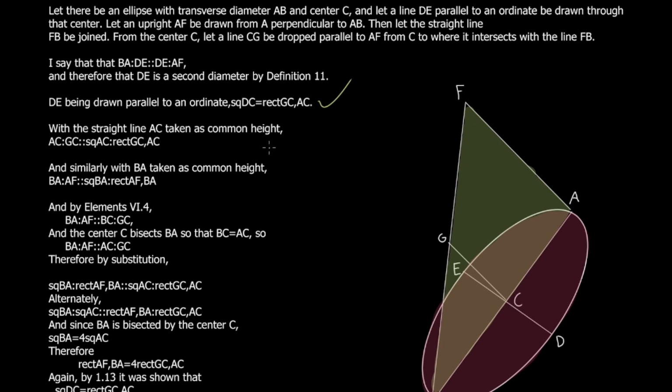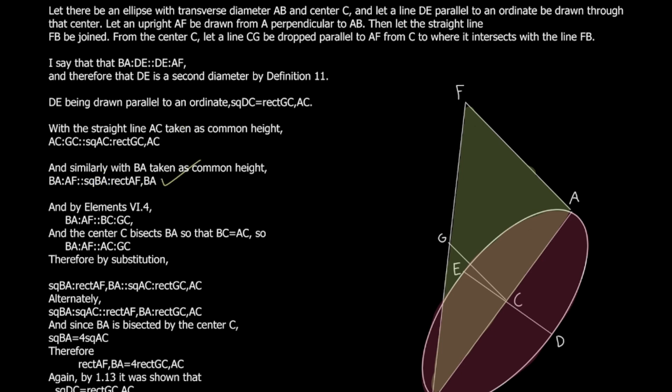And then with the straight line AC taken as common height, as AC is to GC, common height is the step where you always multiply the same thing on both sides. So I think I'm multiplying by AC on both sides. Okay, so I guess that checks out. And then similarly with BA taken as common height, as BA is to AF, square BA is equal to the rectangle AFBA. Multiplying BA on both sides checks out.